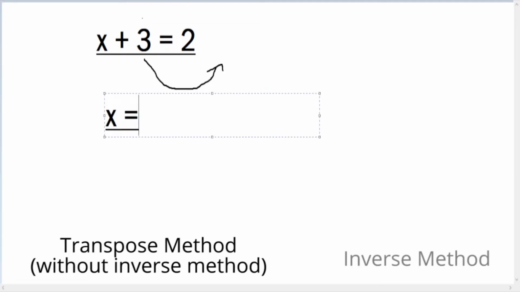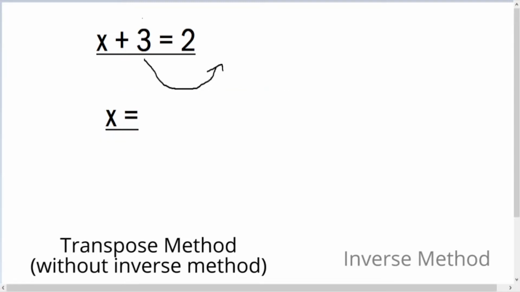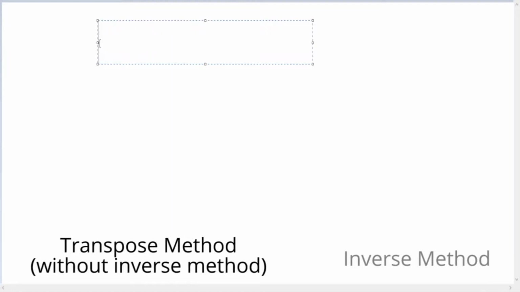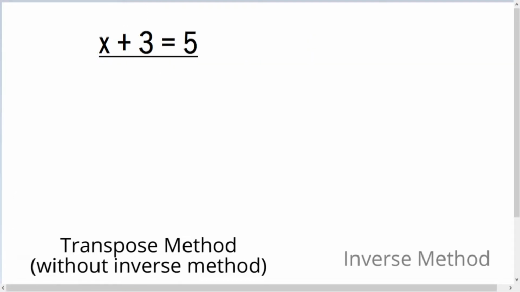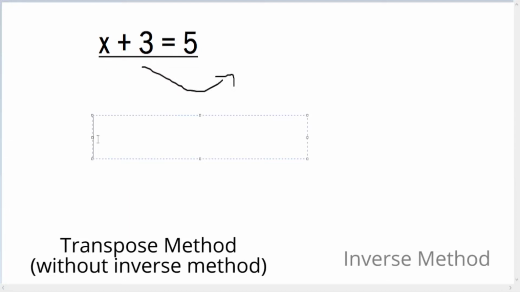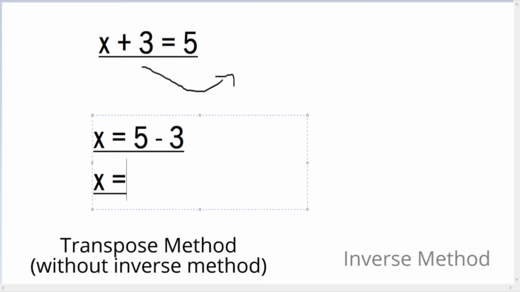x equals 2. Let's see. No, I mean 5. Let's try it again. Alright, so this one will move to x equals 5 minus 3. It will become x equals 5 minus 3, and x equals 2. You need to solve this until you get the final answer. Okay, so that's how transpose works.